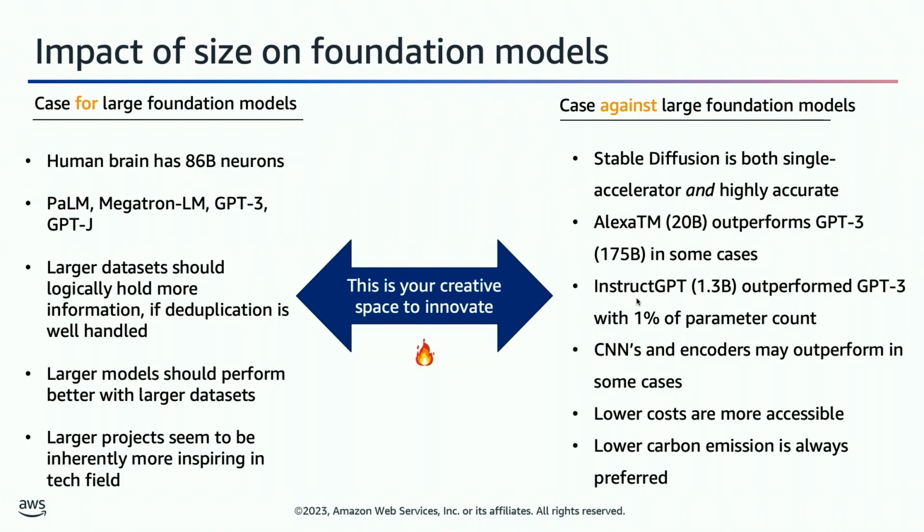And then Instruct GPT came out and was shocking because Instruct GPT was 1.3 billion parameters. So this tiny model was then outperforming GPT-3 on their win rate with literally 1% of the parameter count. So maybe you really can get away with a tiny fraction of the parameter size.